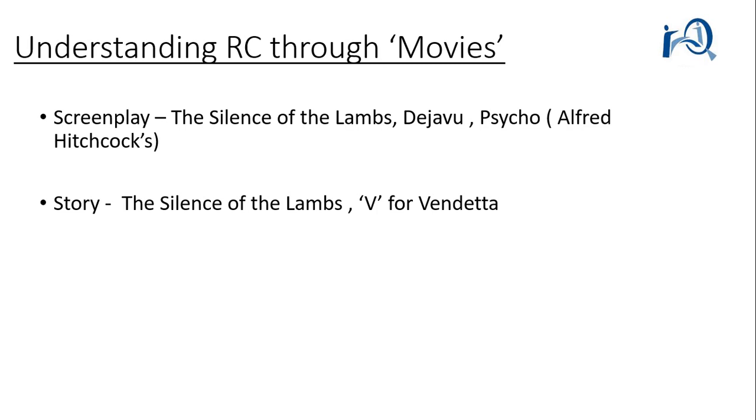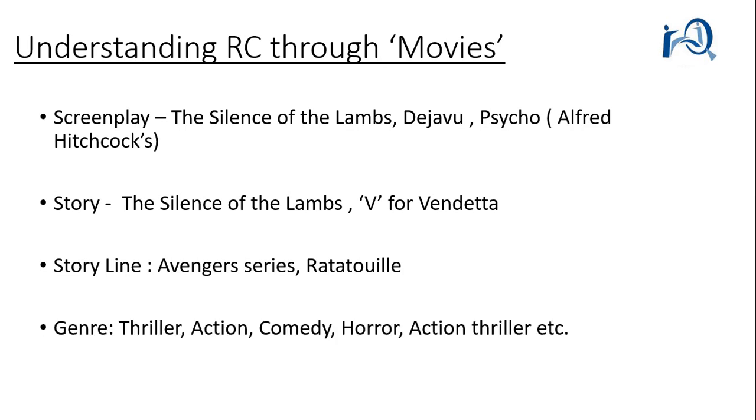So again, to know the story, you can watch The Silence of the Lambs, and also my favorite movie is V for Vendetta. All these movies are my favorite movies. So you can watch these movies to get what exactly a story part is in a movie. For a storyline, you can watch the Avengers series, or one of the best animation movies ever built, like Ratatouille. Finally, genres can be thriller, action, comedy, horror, etc.